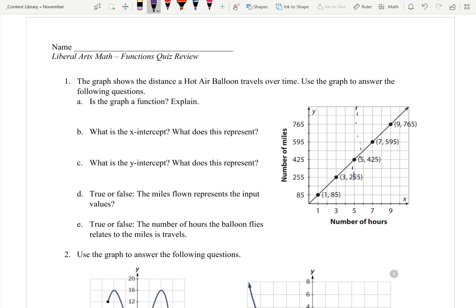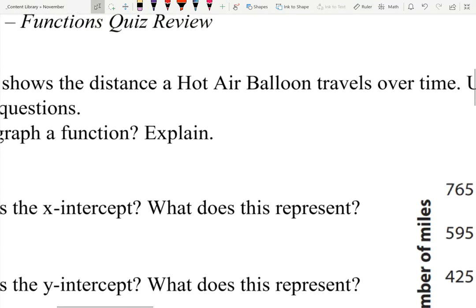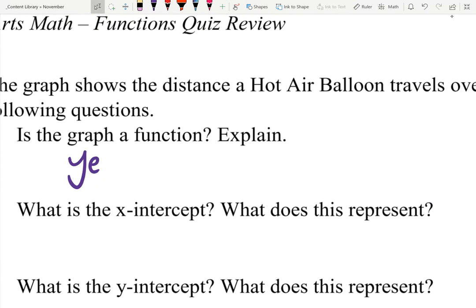If you draw a vertical line, you can make it hopefully a little straighter than that, but my microphone got in the way. If you draw a vertical straight line up and down, it's only going to hit the function in one place. There is no place you could draw a vertical line and it would hit the function in any more than one spot. So it is a function based off the vertical line test. So we zoom in, we say yes, passes vertical line test.